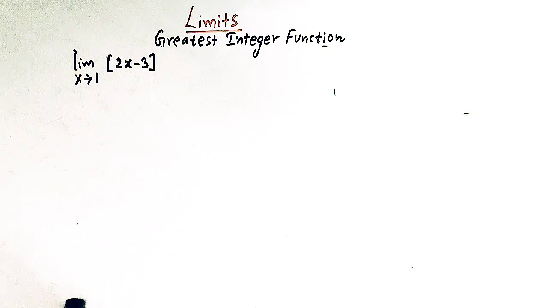So here what we will do is first find the right hand limit and then the left hand limit, and if both the limits are equal to each other, then we can easily claim that the limit of this function exists. So let us first find the right hand limit.